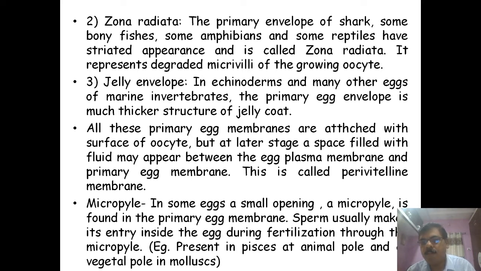All these primary egg membranes are attached to the surface of the oocyte, but at a later stage, a space filled with fluid may appear between the egg plasma membrane and the primary egg membrane, and this is called the perivitelline space. Then in some eggs, there is a small opening in the primary egg membrane called the micropyle. Sperm usually makes its entry into the egg during fertilization through the micropyle. For example, it is present at the animal pole in Pisces and at the vegetal pole in mollusks.